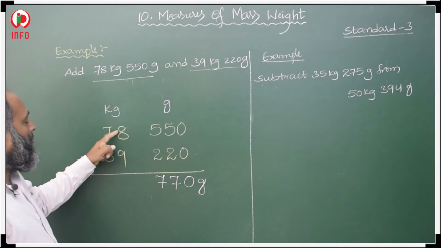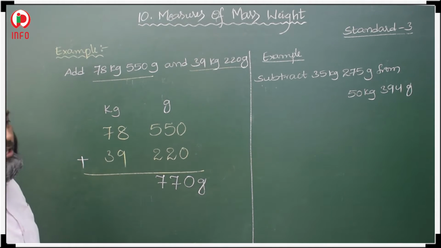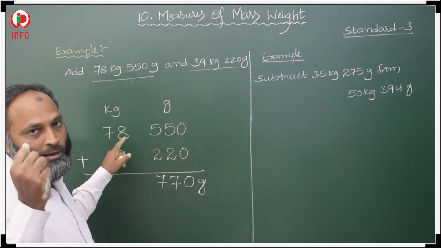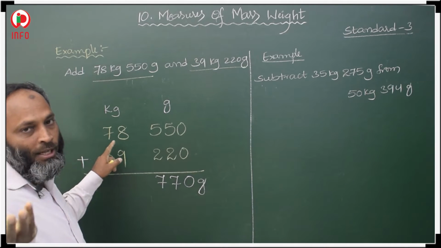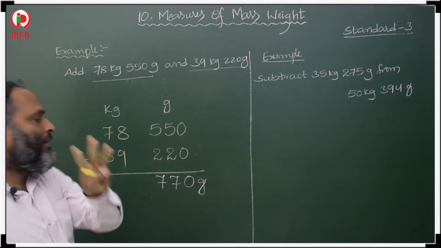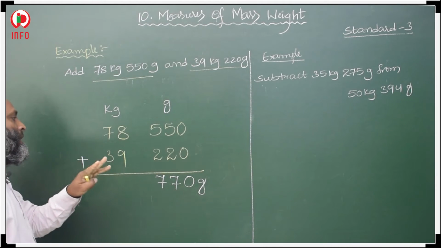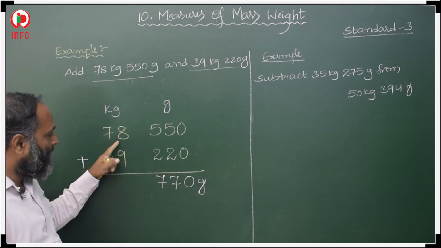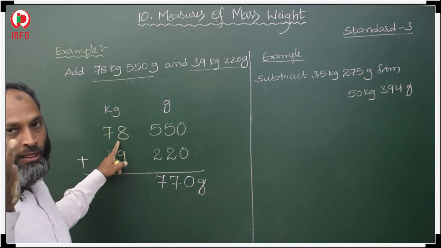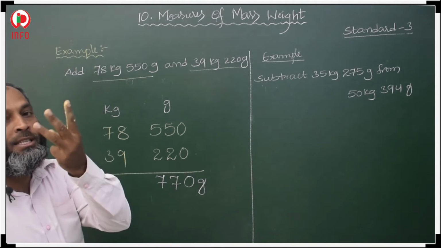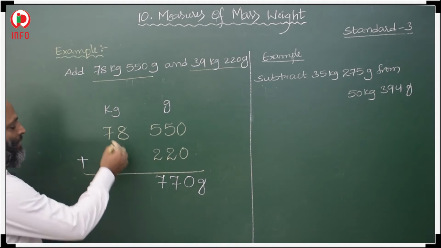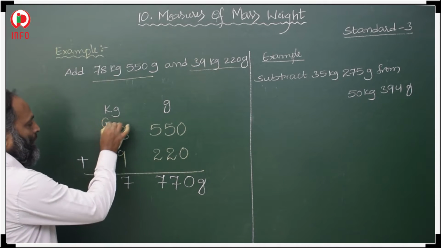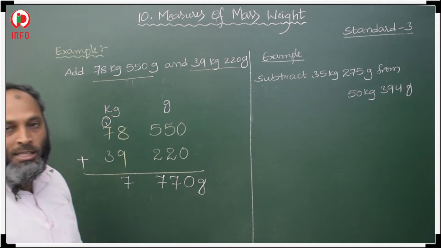Now 8 plus 9. After 9, count 8 fingers: 10, 11, 12, 13, 14, 15, 16, 17. It is 17. 17 means 7 in the ones place, and 1 we have to take as carry over to the tens place.